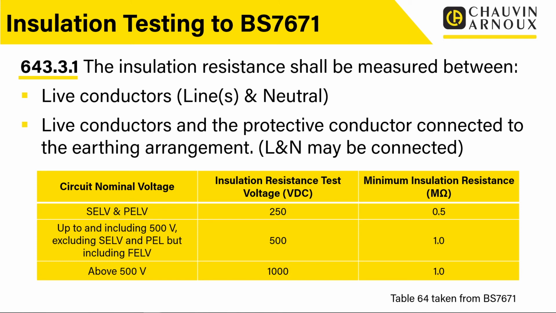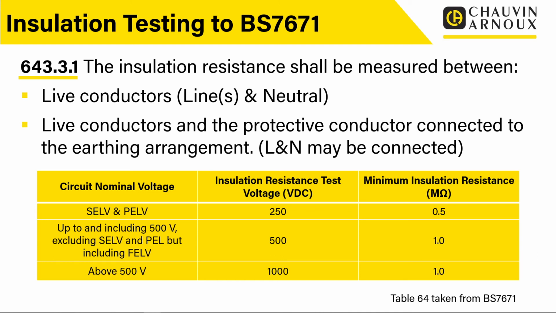So just be aware when we're doing that test, it does make a note in the regulations there that the line and the neutral may be connected together while you're doing that test. So it would be quite common to do all of the live conductors joined together to the protective conductor. That could be quite an easy and quick way of doing it. You don't have to do L1 to the protective conductor, L2 to the protective conductor, L3 to the neutral. You don't have to do those four tests.